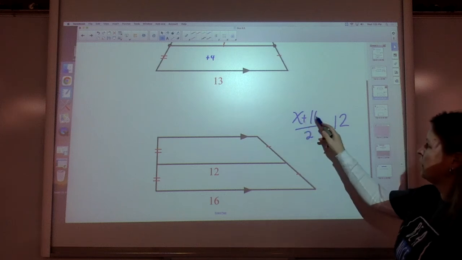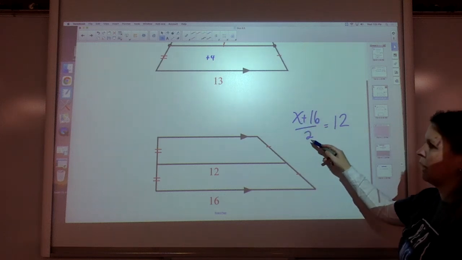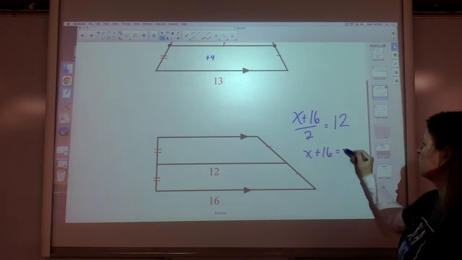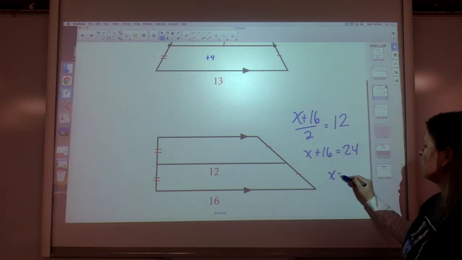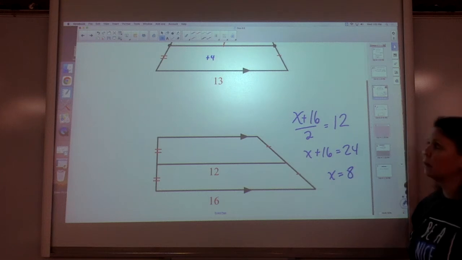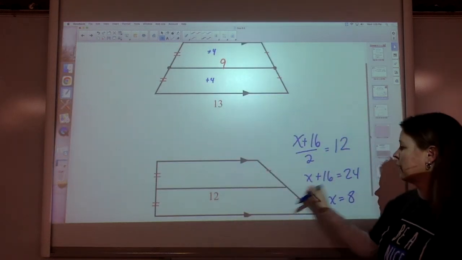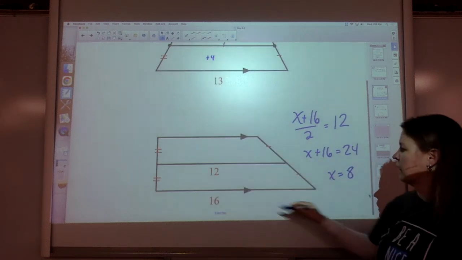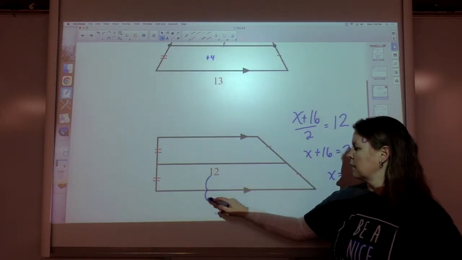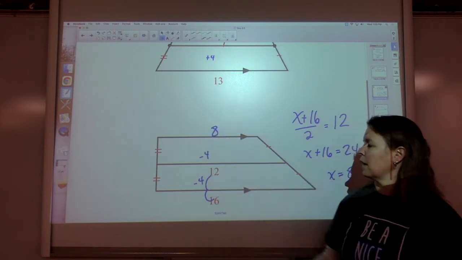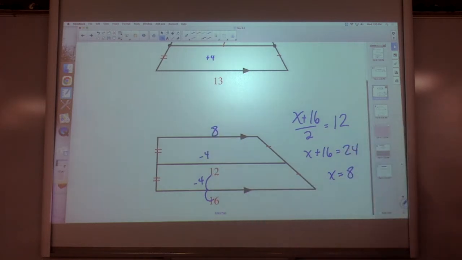The average of the two bases, add them up, cut them in half, should equal 12. You could solve that with cross multiplication and then subtract. Or, like the little stepping stones that I used here, you could look back at this and say, oh, but I could go 16 minus 4 is 12, 12 minus 4 is 8, and that works also.